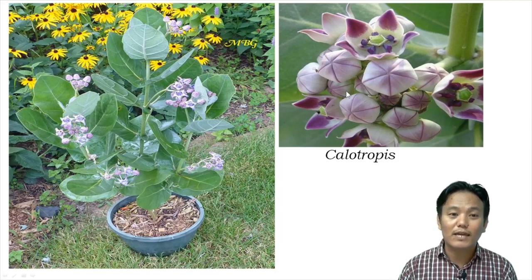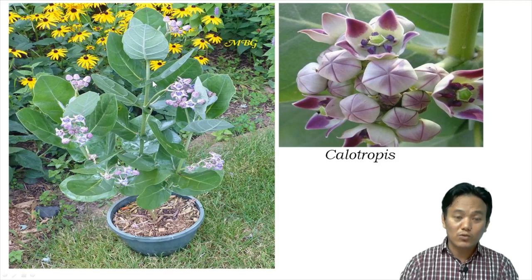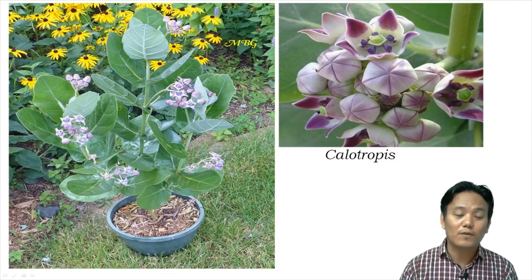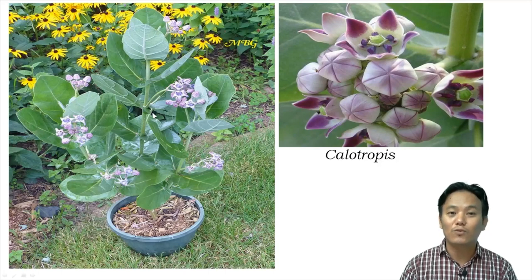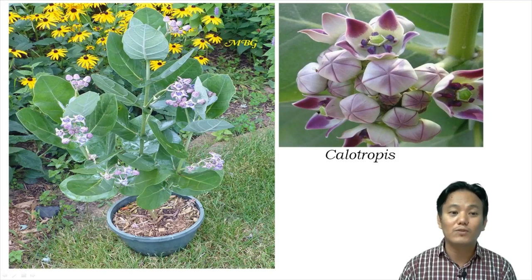The scientific name is Calotropis. The chemical calotropin is present in it, so it is a secondary metabolite. It is a very strong toxin. Apart from providing defense to the plant, calotropin has no known role in growth.